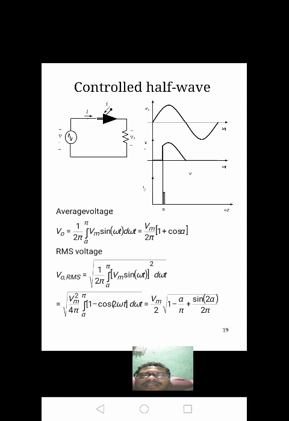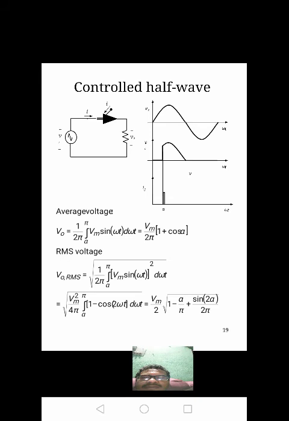Average voltage calculation for the controlled half wave rectifier circuit. V naught is equal to 1 by 2 pi integral over alpha to 2 pi of Vm sin omega t d omega t, that is equal to Vm by 2 pi into 1 plus cos alpha. Vm by 2 pi into 1 plus cos alpha is the average output voltage for the half wave rectifier.